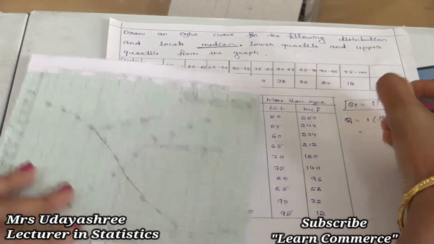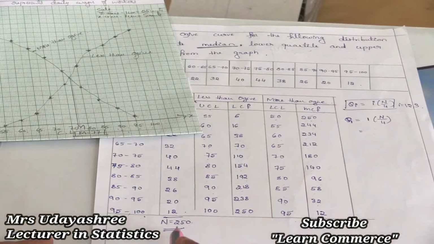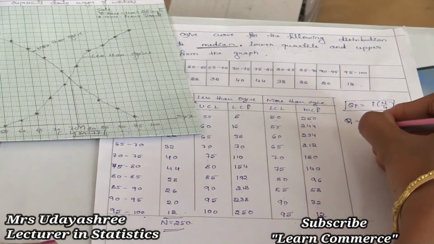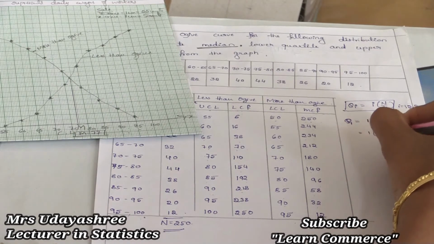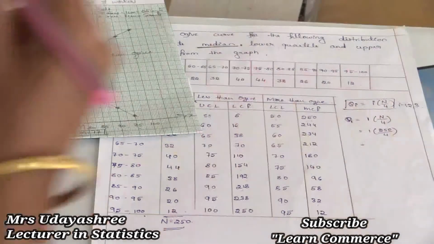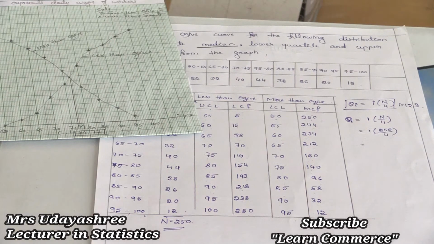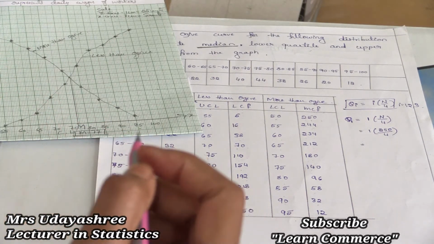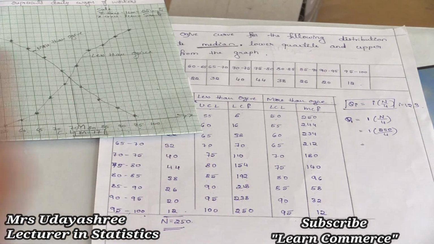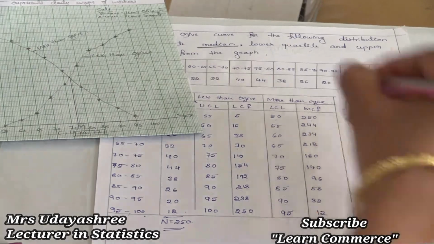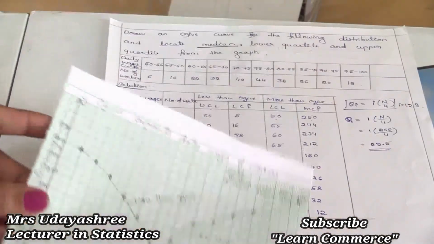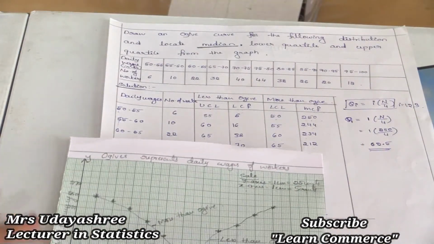See here n is 250. So in the place of n I will substitute 250. So 1 into 250 divided by 4. So this is equal to 250 divided by 4 is 62.5. So here Q1 is 62.5.